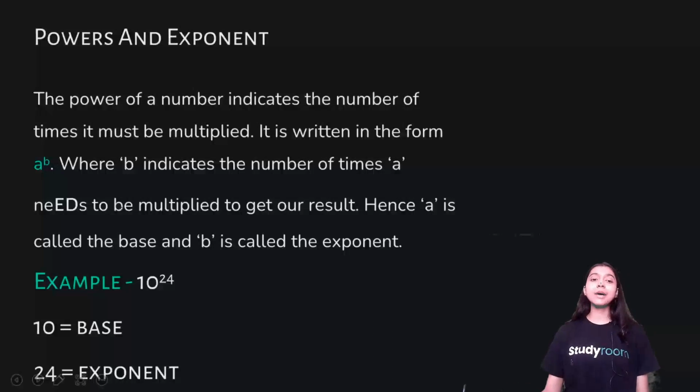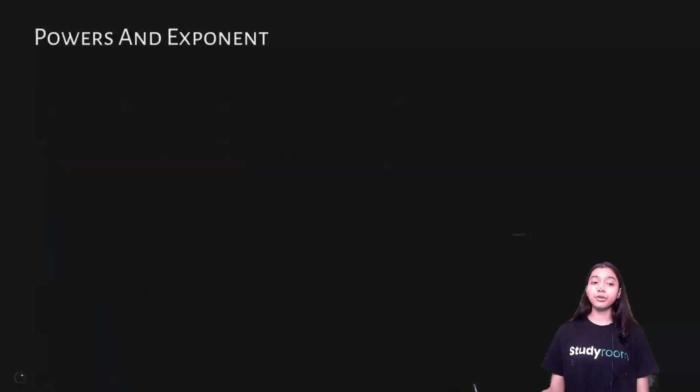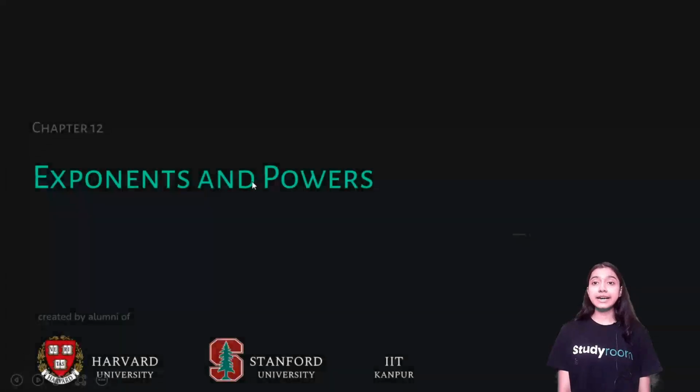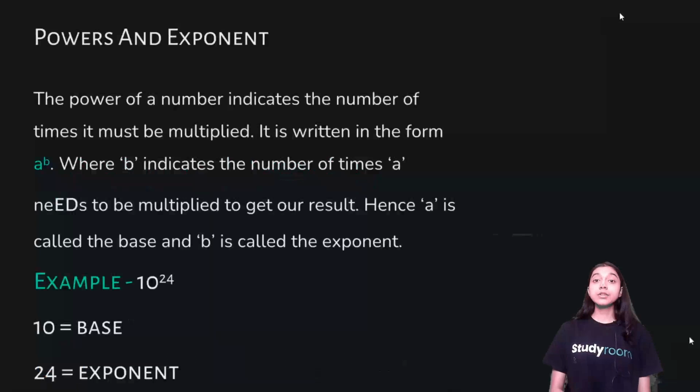Now observe the example given over here. The example is 10 to the power of 24. In this example, 10 indicates the base, and 24 is the power of 10. So 24 is known as the exponent and 10 is known as the base. So this basically indicates that 10 needs to be multiplied with itself 24 times.